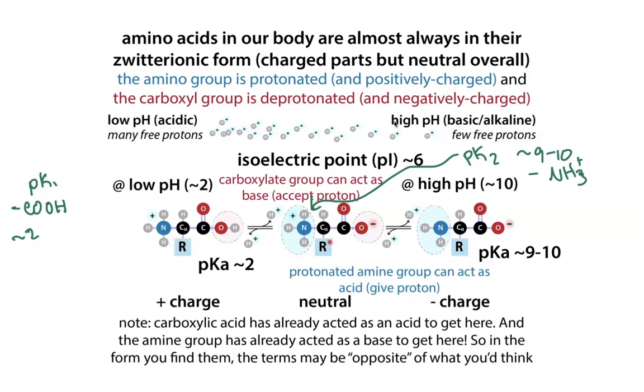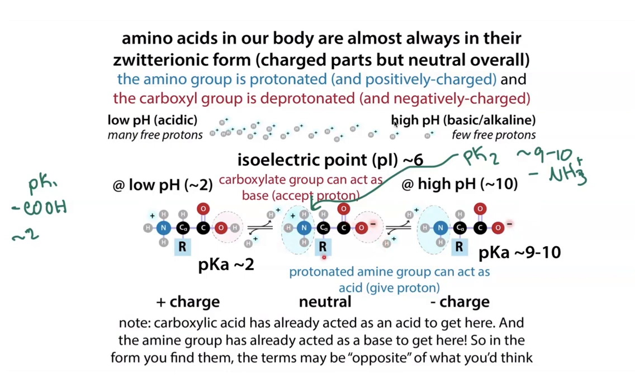But then what's going to happen if you increase the pH even more? Well, now you get that deprotonation of your amino group. And so now you get the conjugate base form. But you have to get to a pH of about 9 to 10 in order for half of that to be deprotonated.